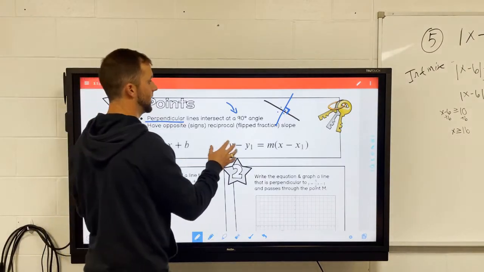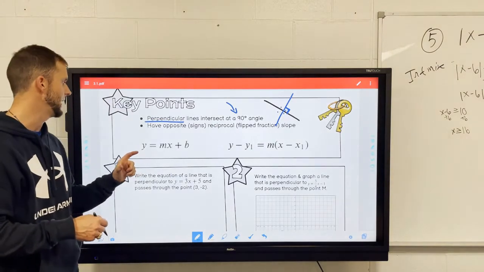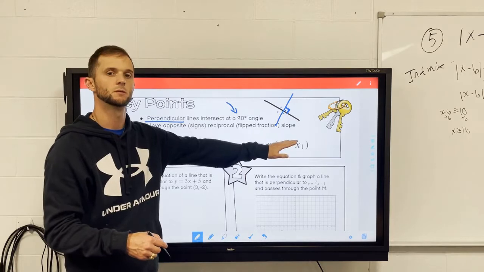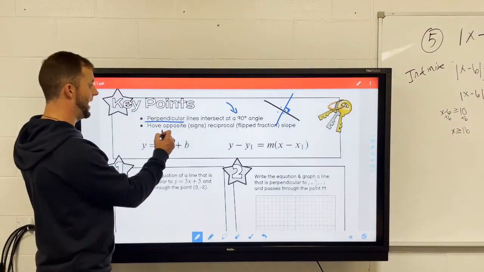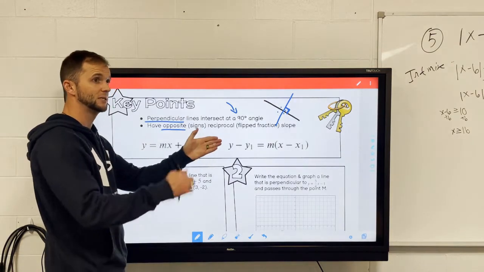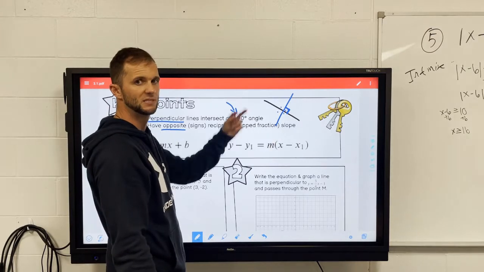The next thing we're going to talk about is exactly what I mean by slope. What does the slope look like? So they have opposite reciprocal slopes. And what that means is the word opposite means the signs are different. So if the first slope is positive, the next one's going to be negative. And then reciprocal means the slope is flipped.